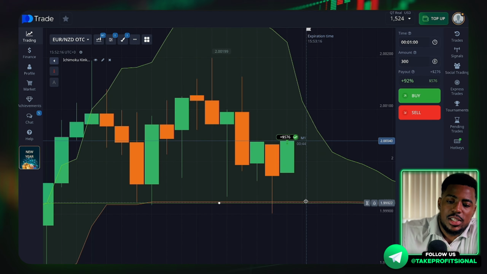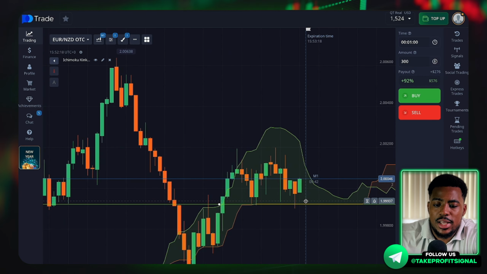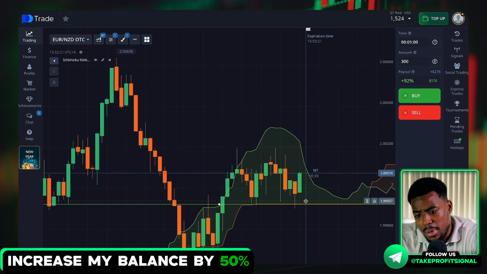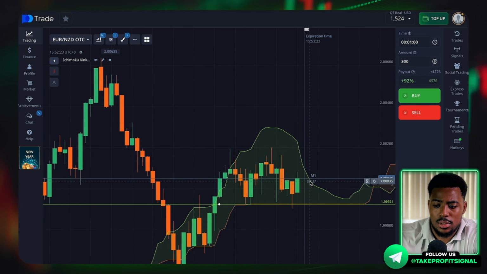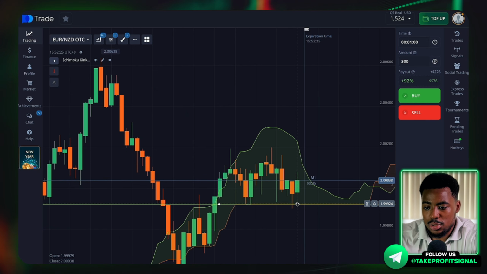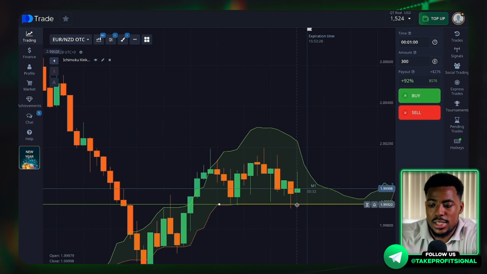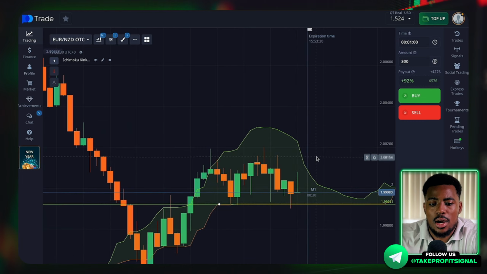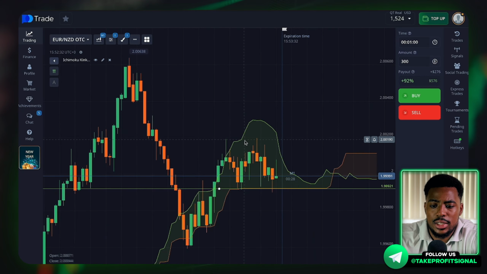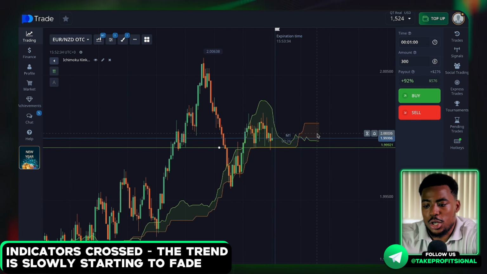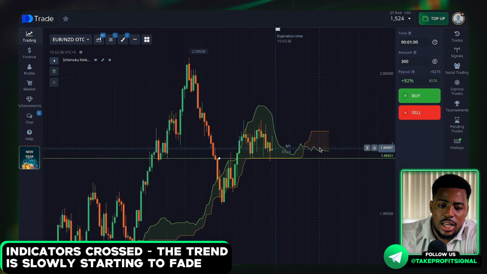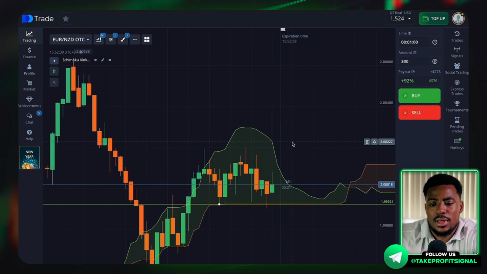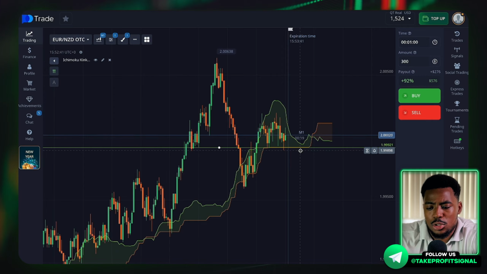So in just one series of trades, I have already succeeded, increased my balance by 50%, all because I placed an additional trade right at the base of this lower boundary. Now, as we can see, the trend is slowly starting to fade as the indicators crossed here, but this is no reason to stop trading.